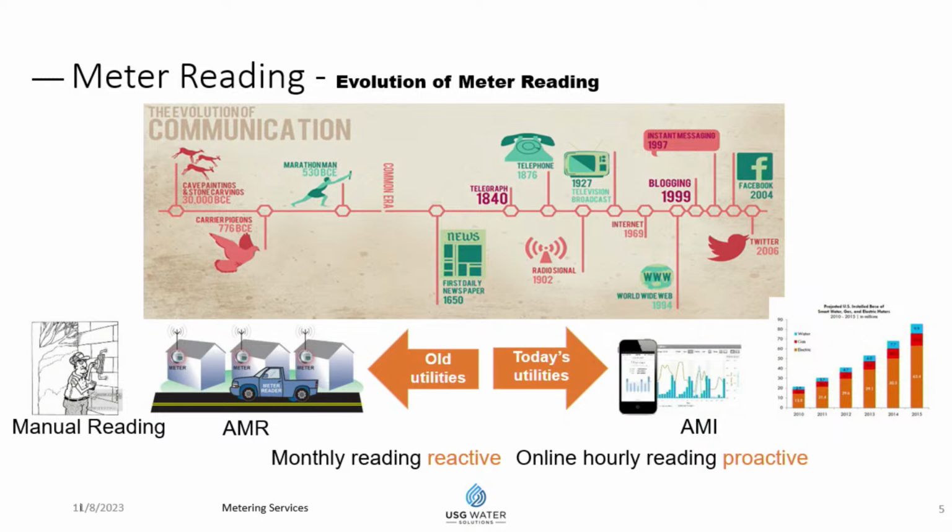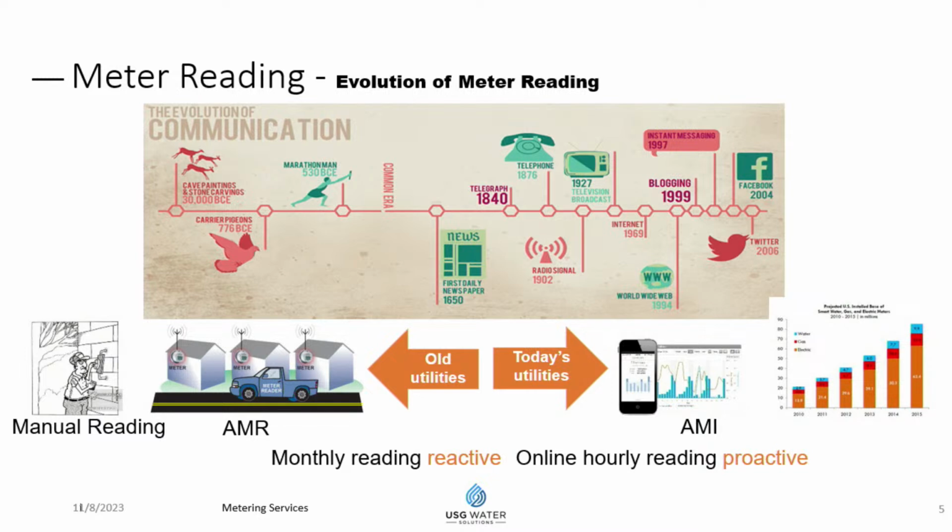We get into the 1990s, we have the World Wide Web, we have internet, we have blogging. We get into the 2000s, technology is really accelerating now, and we're doing social media, Twitter, Facebook, Instagram. So as you can see, as we're getting further and further along the timeline, the technology has advanced quite rapidly. Same thing with meter reading.